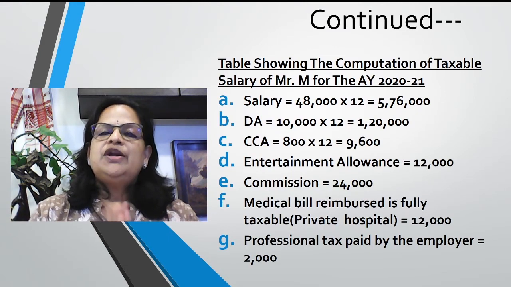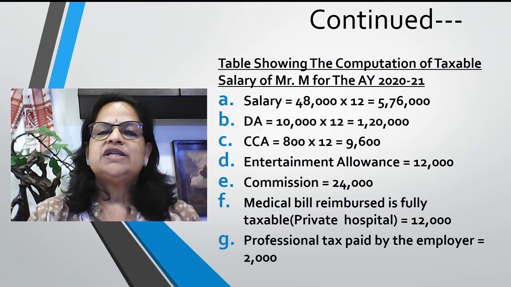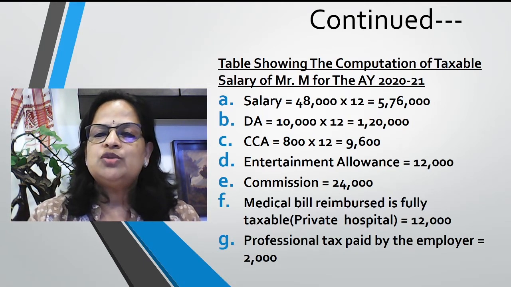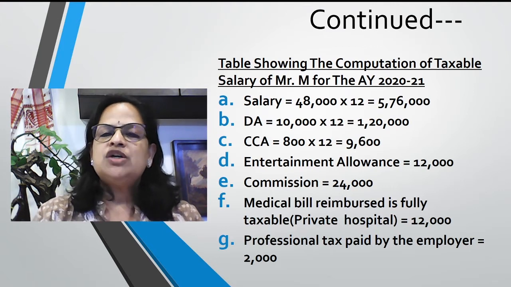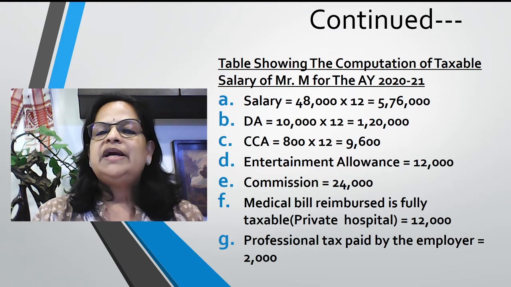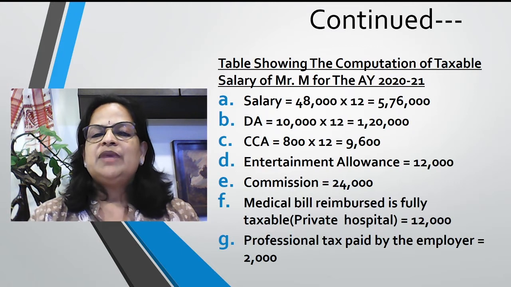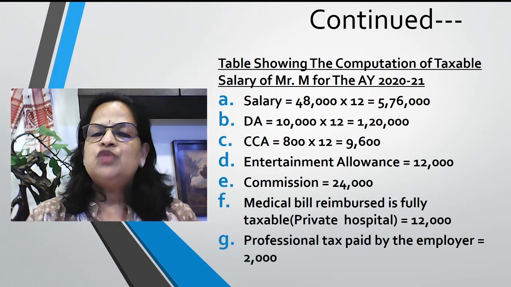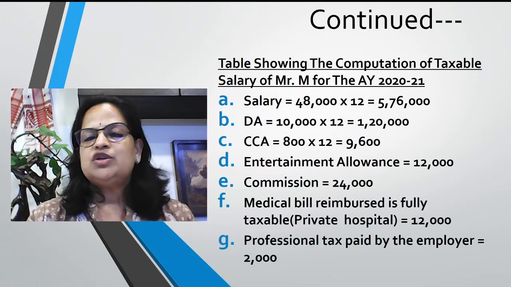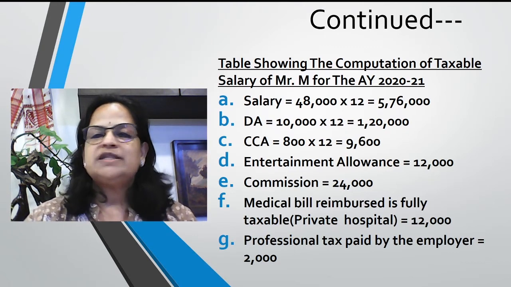So here we are doing salary 48,000 into 12, 5,76,000. Dearness allowance 10,000 into 12, 1,20,000. City compensatory allowance 800 into 12, 9,600. Entertainment allowance 12,000. Commission 24,000. Medical bill reimbursed is fully taxable because I told you it's a private hospital, 12,000. Professional tax paid by employer, fully taxable.